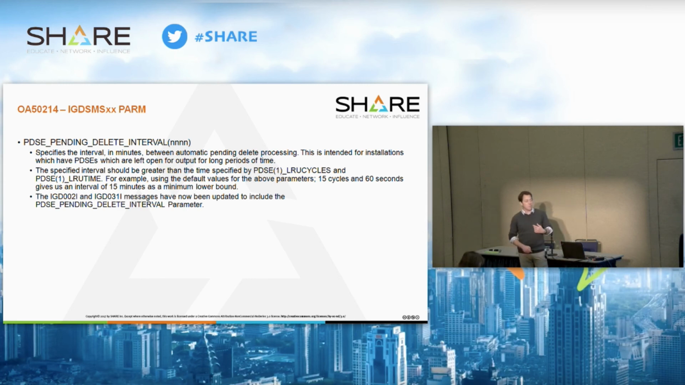There's only a couple caveats to this. First, we want to make sure that the interval time is greater than the time specified by your BMF parameters. So as I said, the default for that is 15 minutes. If you're running pending delete processing less than every 15 minutes on your PDSE datasets, that's way too much, or that PDSE has something very special going on.